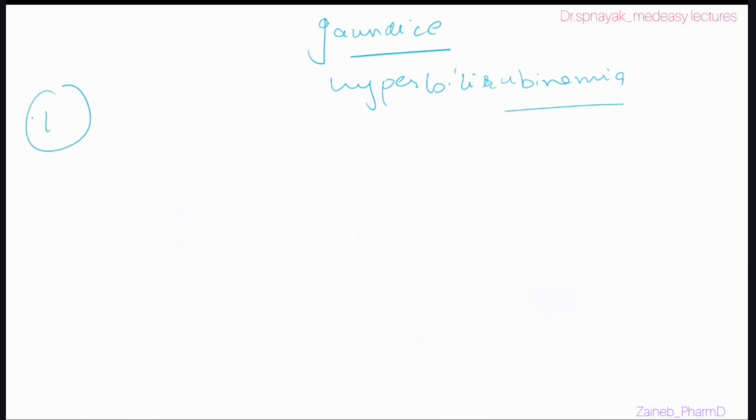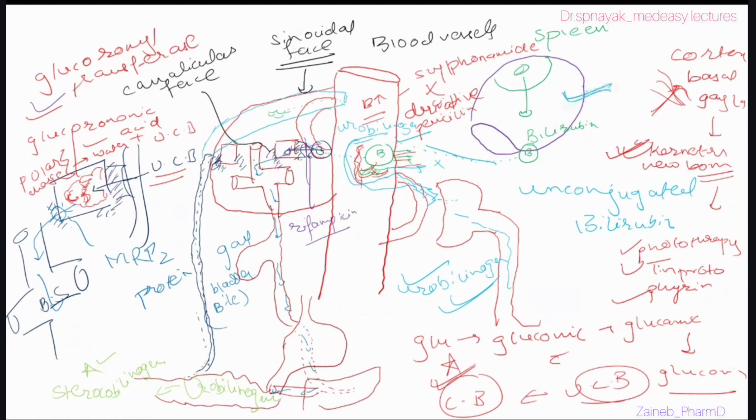Now, what will happen in jaundice? Okay, in jaundice. What is jaundice? Jaundice is hyperbilirubinemia. How may this hyperbilirubinemia occur? So there are many mechanisms. So first is that the bilirubin production is increased here in the spleen. How will the bilirubin production be increased? Through the breakdown of RBC, through hemolysis, right?